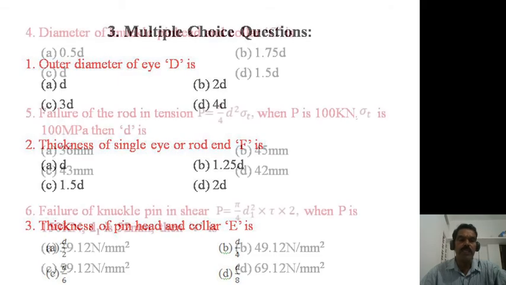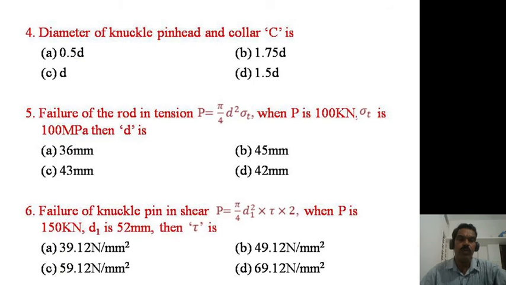So now let us see the fourth question. What is the fourth question here? Diameter of the knuckle pin head and collar C. So C is equal to, what is the empirical formula for C? There are 4 options, that is 0.5D, 1.75D, D and 1.5D. But actually the right answer is C is equal to 1.5D. So D is the right answer for question number 4.